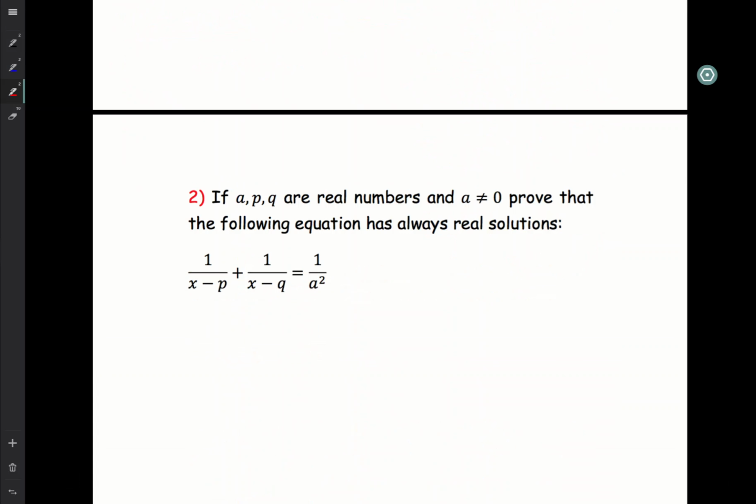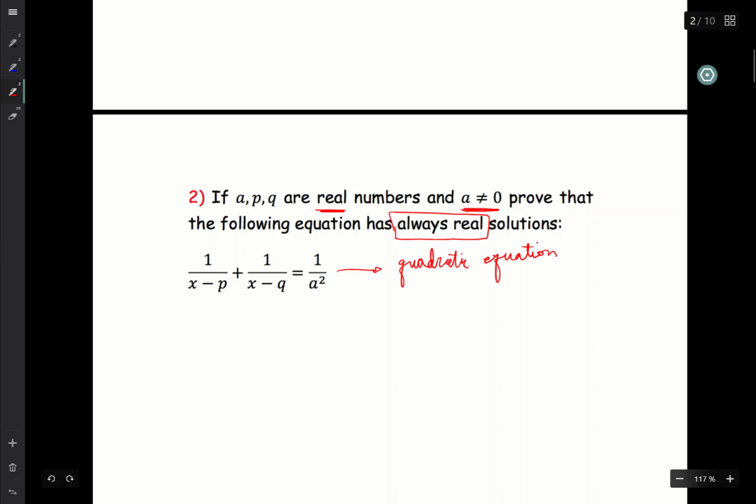Alright, the second question: if a, p, and q are real numbers and a is not 0, prove that the following equation always has real solutions. Again, if you simplify this, you end up with a quadratic equation, and a quadratic equation always has real solutions if delta, or delta prime, is greater than or equal to 0. All right, so let's see how we do that.